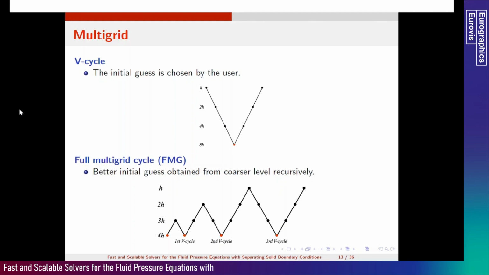One way is to perform the V-cycle, which is to recursively go straight to the coarsest level, solve the equation exactly, and then come back to the finest level. The other way is called full cycle multigrid, FMG, which first obtains a better initial guess from the coarse grid before performing the V-cycle. Therefore, it starts from the coarsest level and involves doing several V-cycles. For our multigrid solvers, we use the V-cycle only as we consider it cheaper.